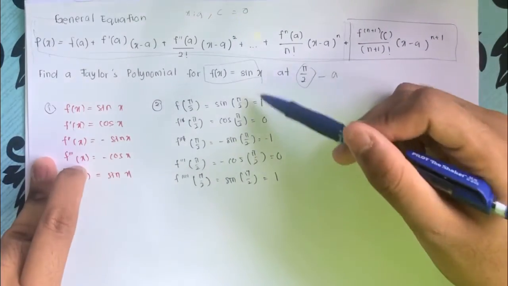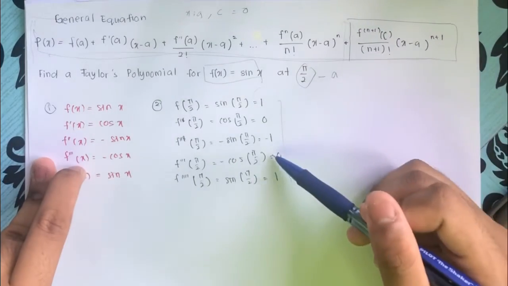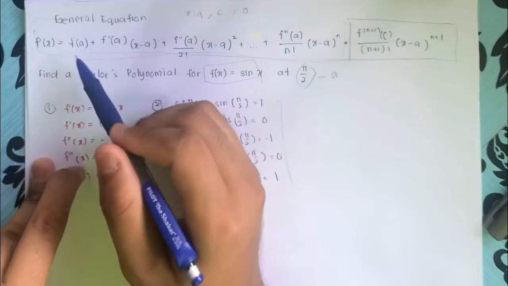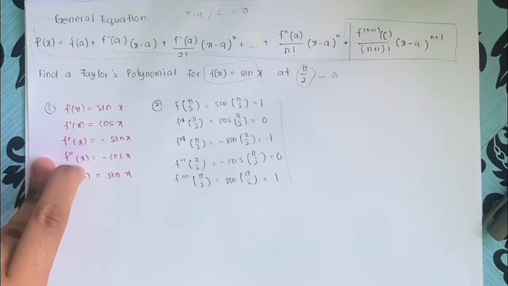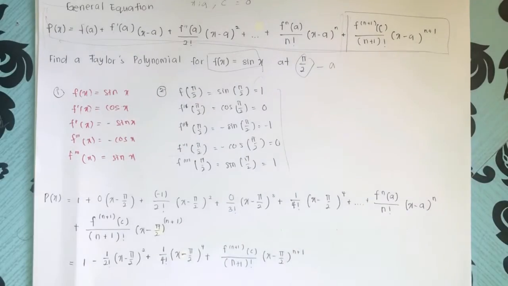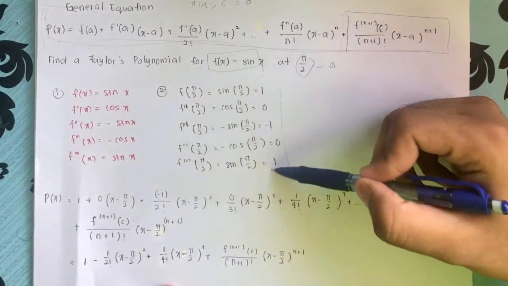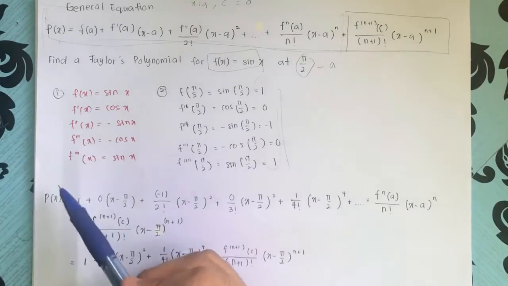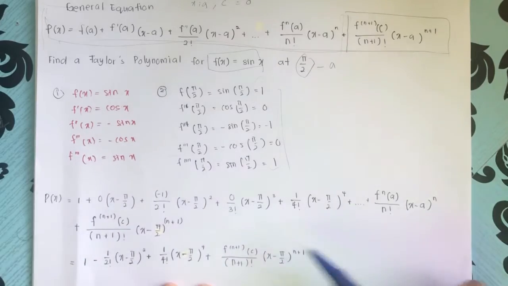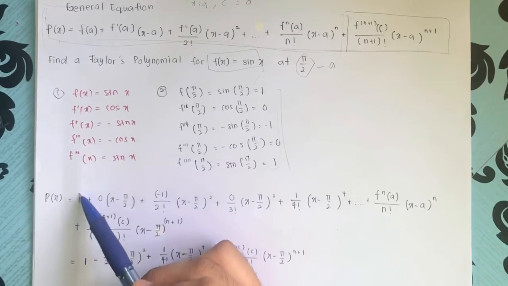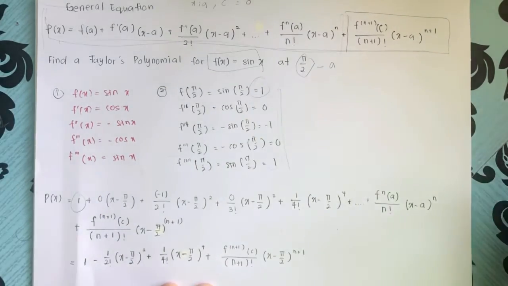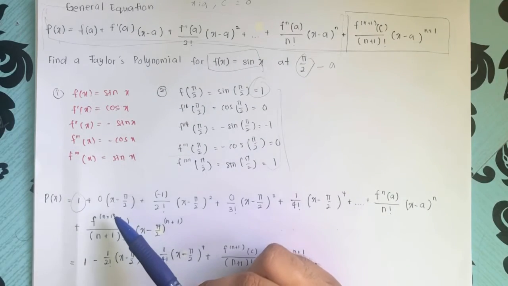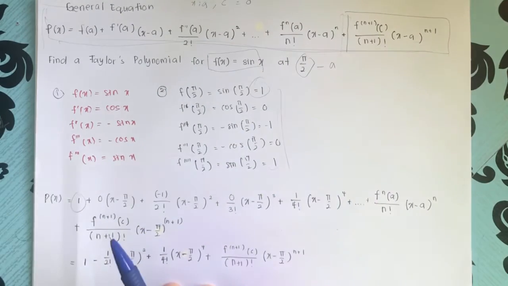So after you get all these values, just put them into the general equation. This is the expansion that you will get, right? This is the original, this one is the first derivative, which we got as 0, this one is the second derivative, this is the third, and this is the fourth one.